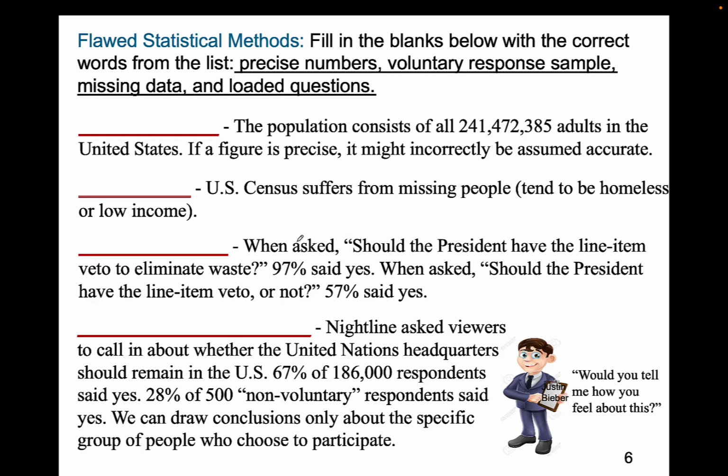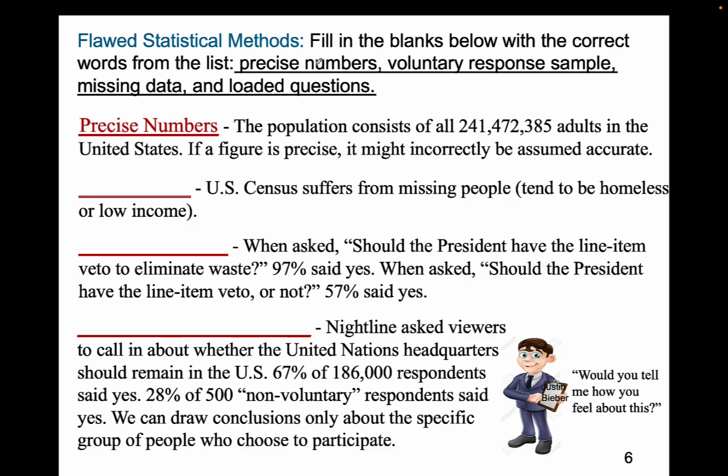More flawed statistical methods. Let's go again. Pause the video and fill in these four blanks in the correct order according to the definitions. The words are precise numbers, voluntary response sample, missing data, and loaded questions. Pause the video now.